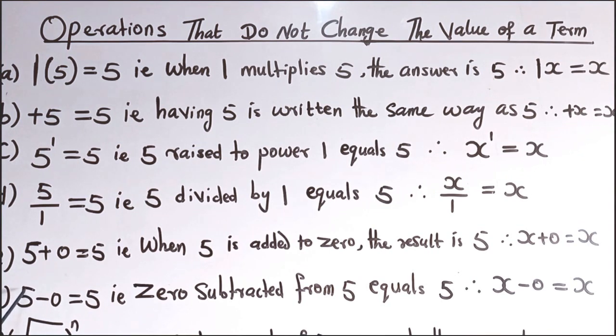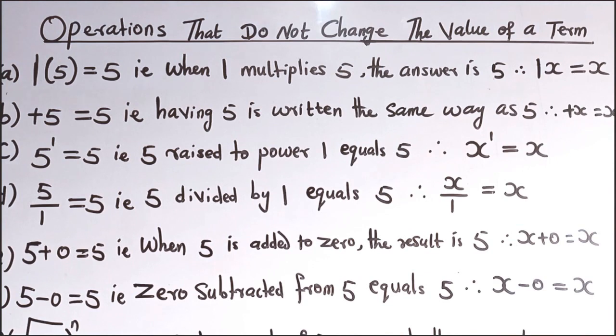See this one. 5 minus 0 is equal to 5. That is, subtract 0 from 5. The answer will still be equal to 5. Don't forget that 5 here is just a case in point. It could be any other number. That is, 0 subtracted from 5 equals 5. As a result, x minus 0 is equal to x here.